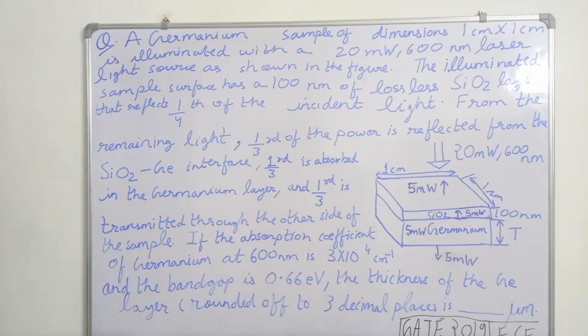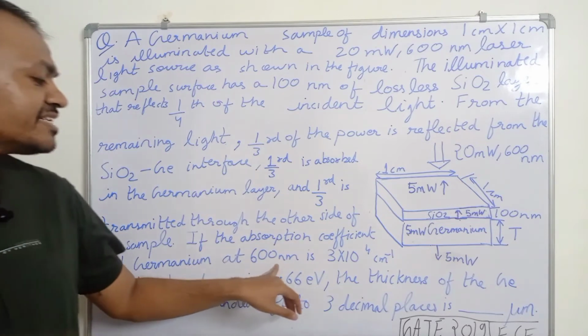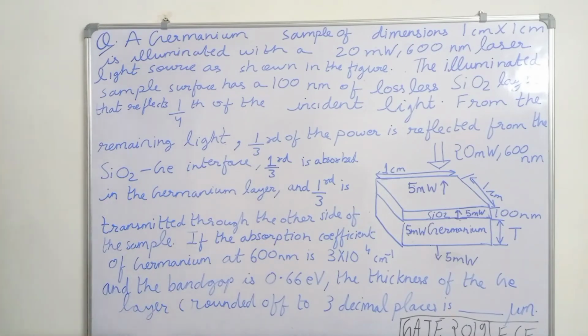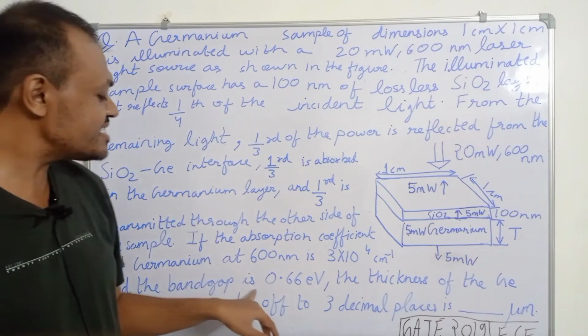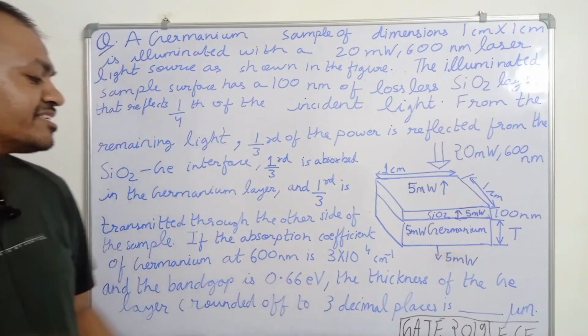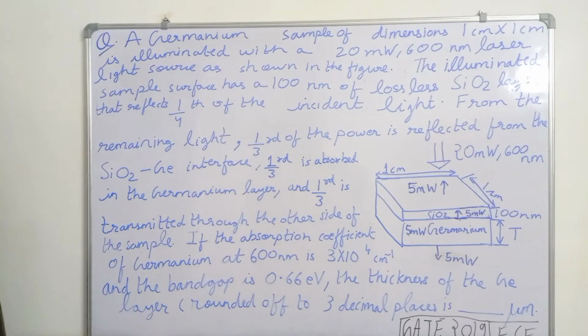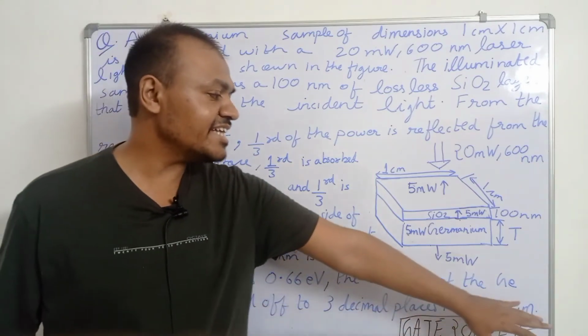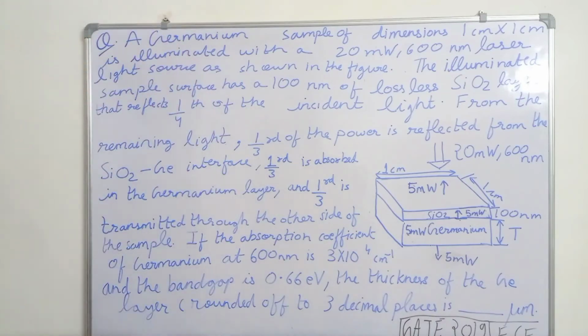Then it says that the absorption coefficient of germanium at 600 nanometer is 3 into 10 to the power 4 centimeter inverse. So the absorption coefficient, obviously, will be dependent on the wavelength. Then it says that the band gap is 0.66 electron volt. So we have to find the thickness of the germanium layer, rounded off to 3 decimal places, in micrometer.